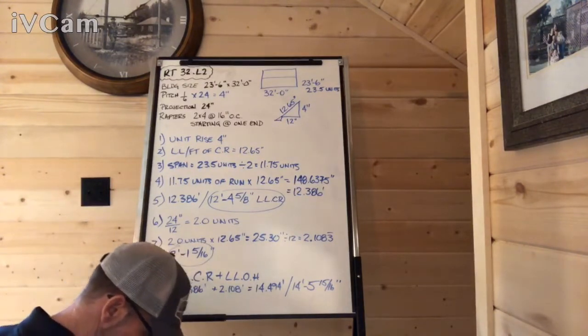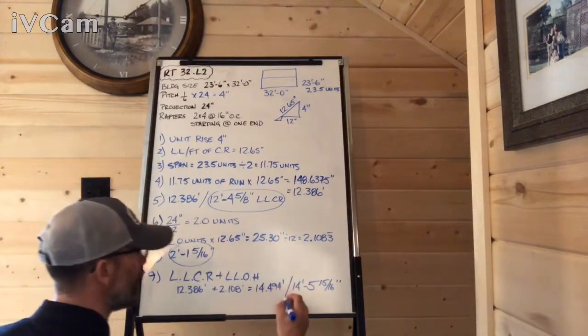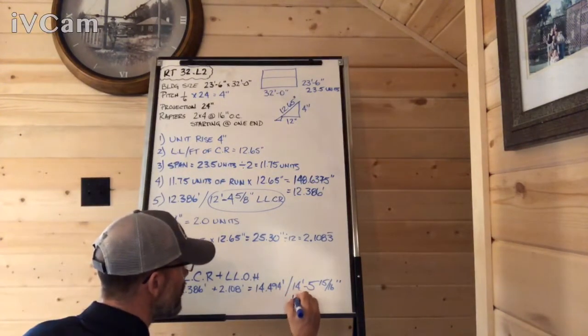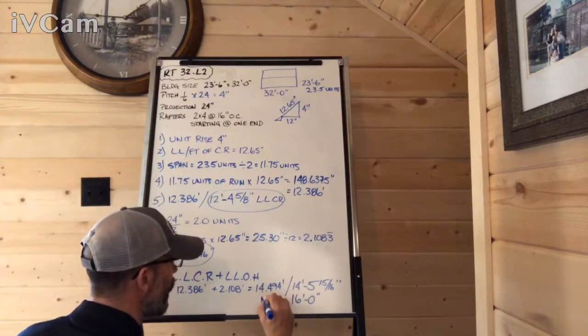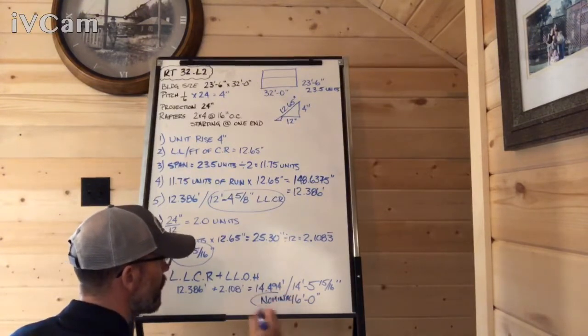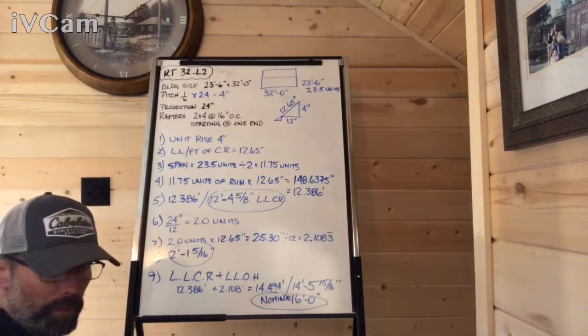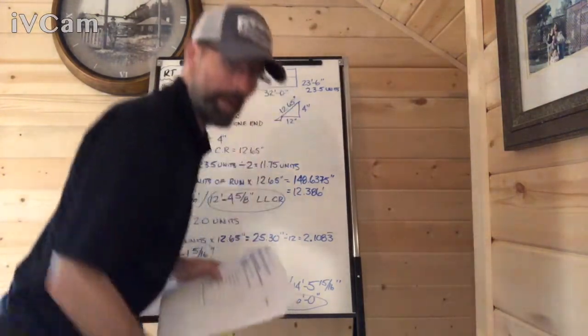So number 9 was asking us for the nominal length. What do I have to order? What am I getting from the lumberyard? I'm going to get a 16 foot 0 inch board. Nominal, I need a 16 footer.